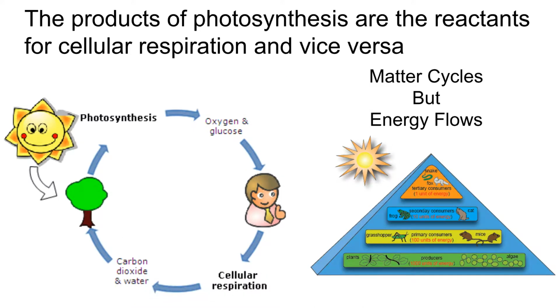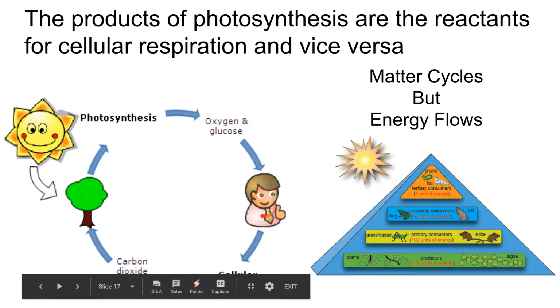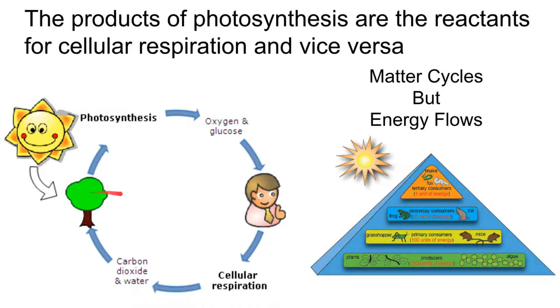So all of this jumping back and forth with cellular respiration and photosynthesis, these processes are interdependent. The products of photosynthesis are oxygen and glucose. These are then used by cellular respiration to make carbon dioxide and water, which is then used in photosynthesis. So the products of one are the reactants of the other. Now, in this cycle, it's showing separate organisms doing these two processes.